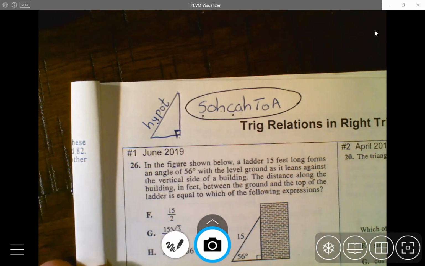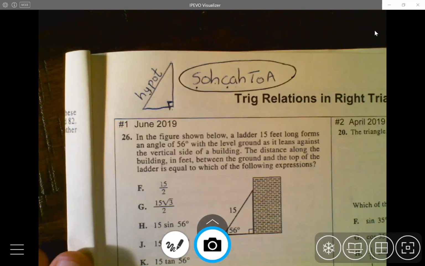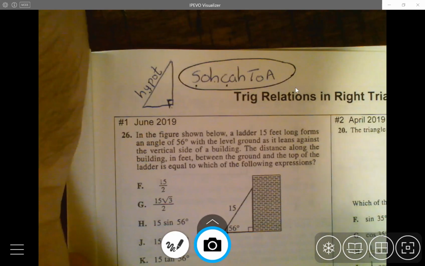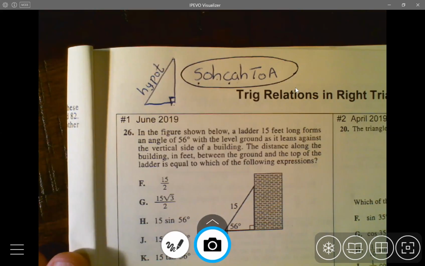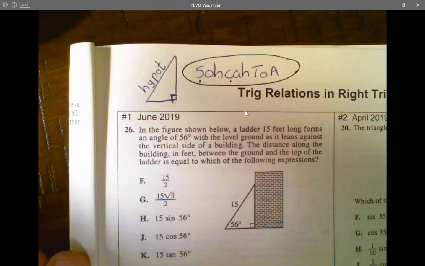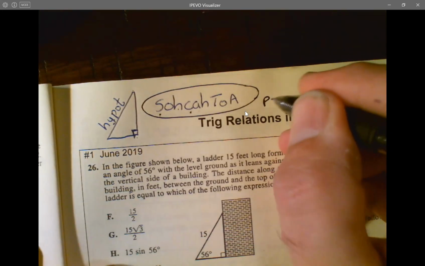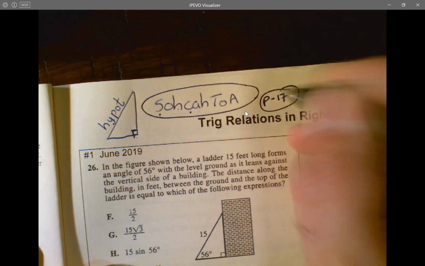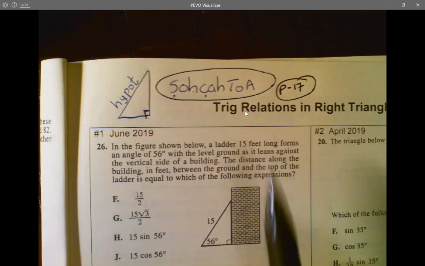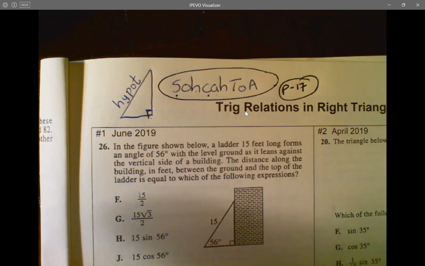So we're going to do a couple of questions right off the bat and see if we can recognize this. What page are you on? We are page 17. Okay, thank you. Let me write it up here so you have it. So page 17. And it's when it says trig relations. It's somewhere towards the middle.